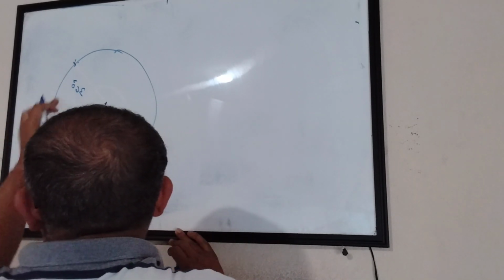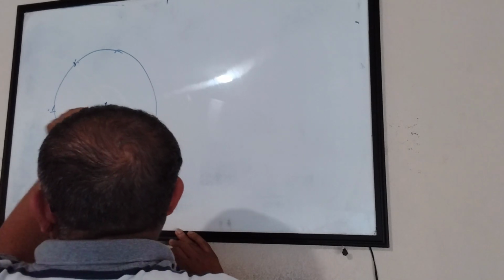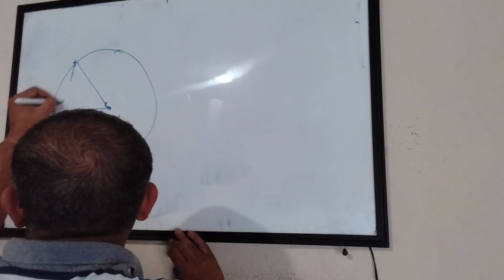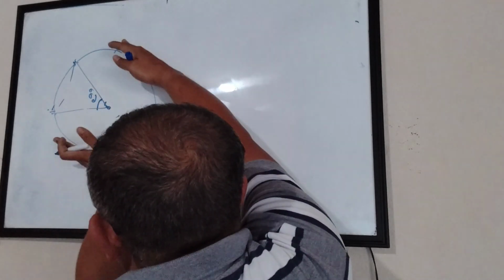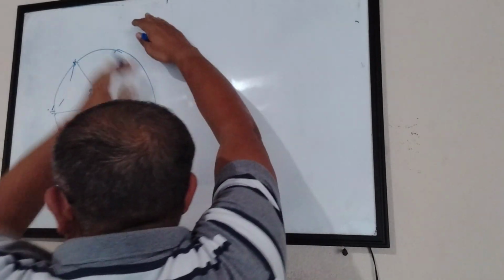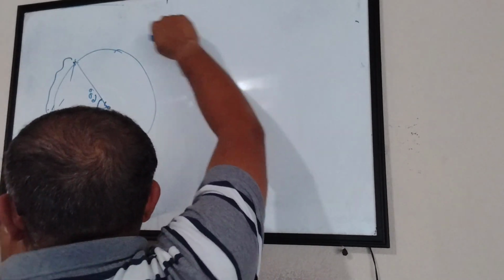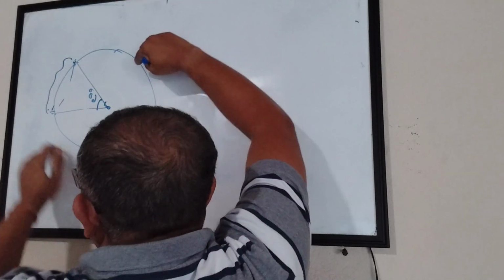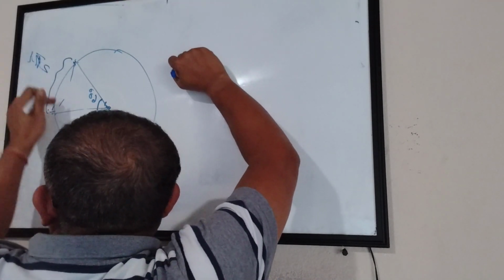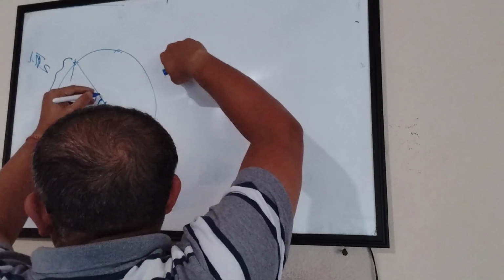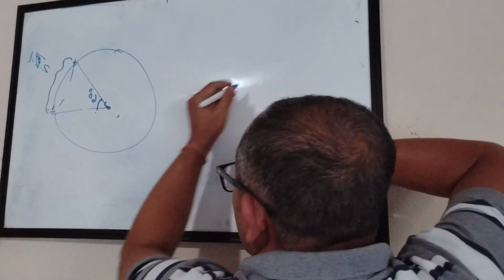Now, if I'm talking about the chord which is making, let's say, 60 degrees. If it was 360 degrees, that would have been the full perimeter. Here, since we're trying to find out the arc, if this was a full circle, we would have got the entire 2 pi r, the entire perimeter. We are talking about one portion of it. How much is that portion?